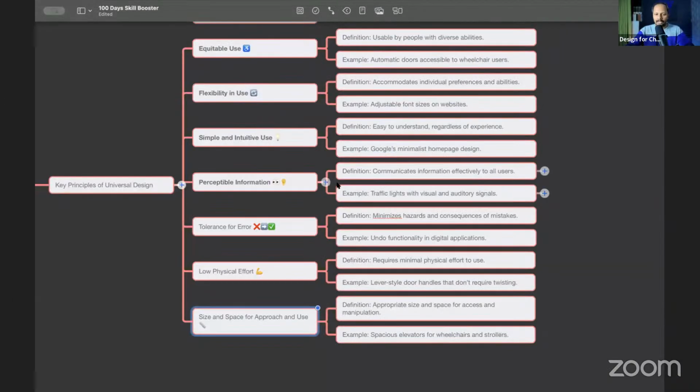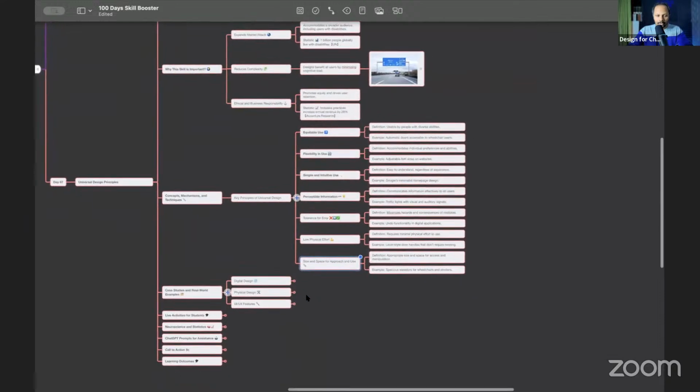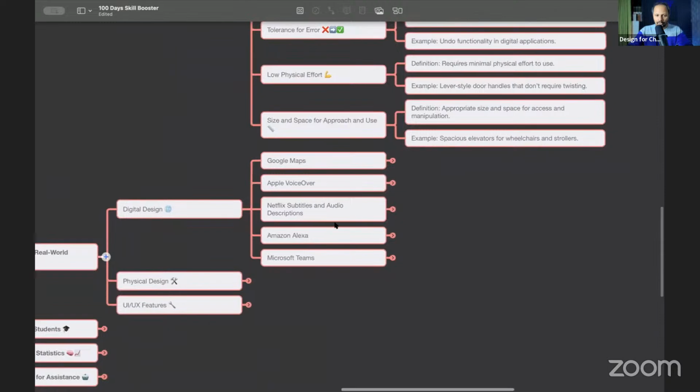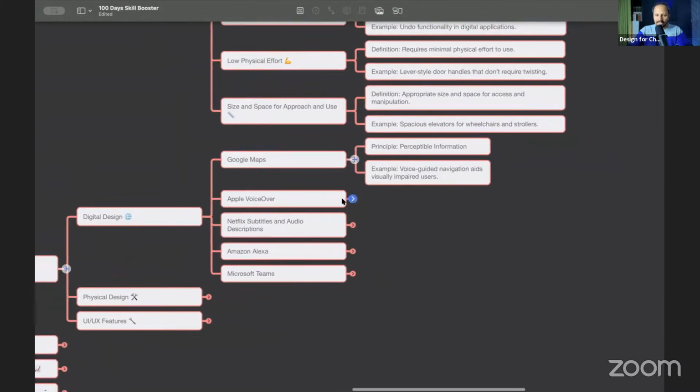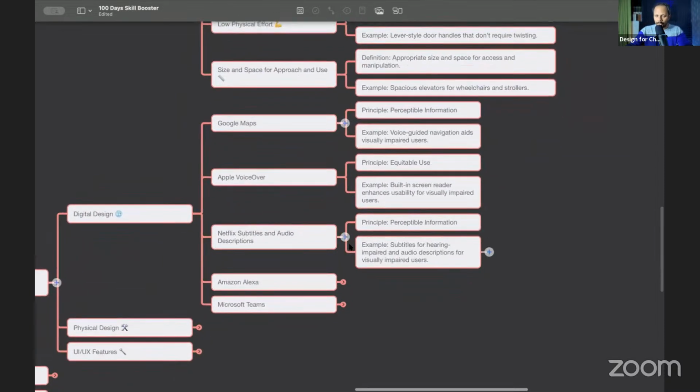This is all universality. But think about how the same size and concept can fit everything. Okay, so that is the main thing. I'll quickly give you small analogies and examples. Google Maps, common for everybody, right? Perceptible information. Apple VoiceOver, equitable voice, a built-in screen reader that also helps visually impaired people. Yesterday we talked about it. Netflix subtitles and audio description, I think we talked about it. See, these are all things we talked about in inclusivity also, but this is also universality. You need to get this clarity, guys, okay?